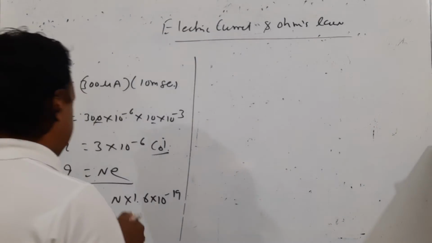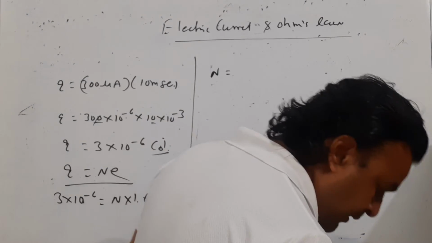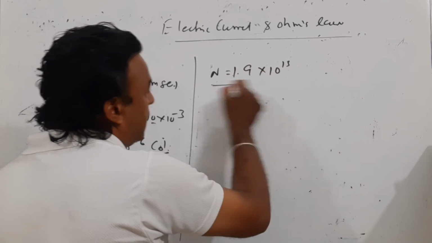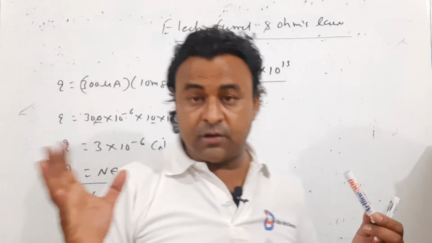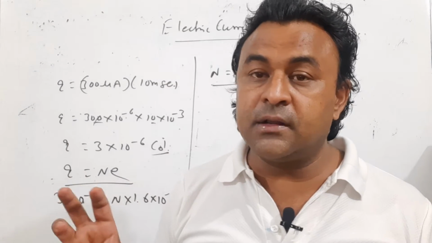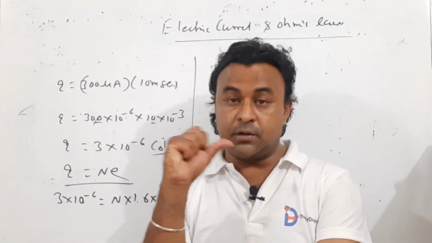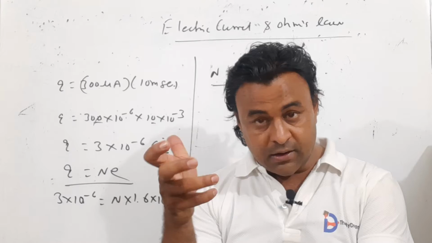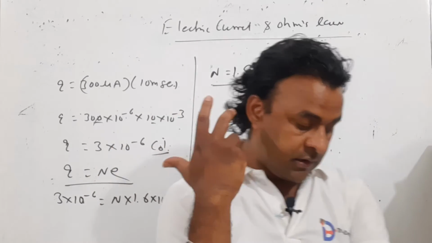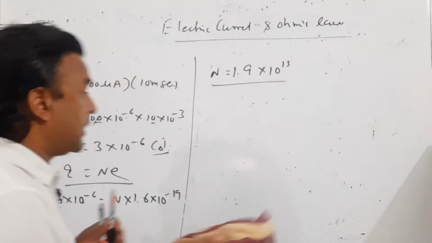Now if I calculate it, I get N is approximately 1.9 × 10^13. It is actually due to this huge number of charge carriers, this huge number of electrons, that we assume the flow becomes uniform. So we can use the definition Q by T. In general, a large number of electrons flow, so a large current flows.